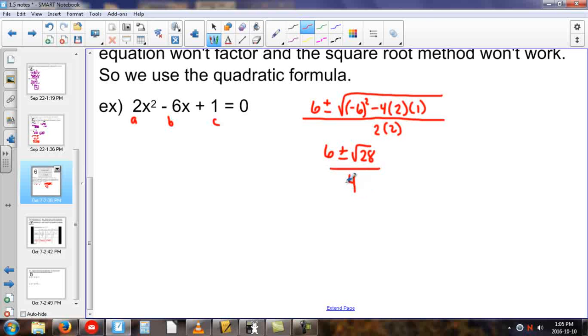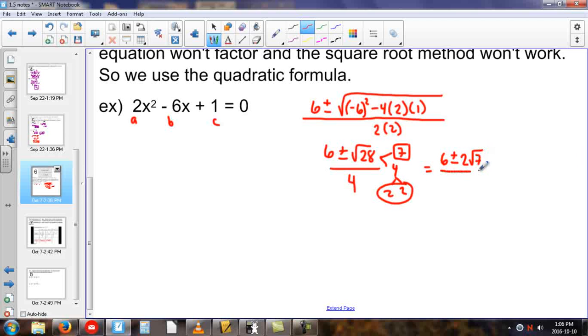Now do not get carried away trying to reduce here first. We always focus on the root, okay? 28 is made up of a 7 and a 4, and a 4 is made up of a 2 and a 2. To get out of a square root, it takes 2 of something, and there's a leftover 7. So this is going to be written now as 6 plus or minus 2, that's this guy right here, root 7 all over 4.